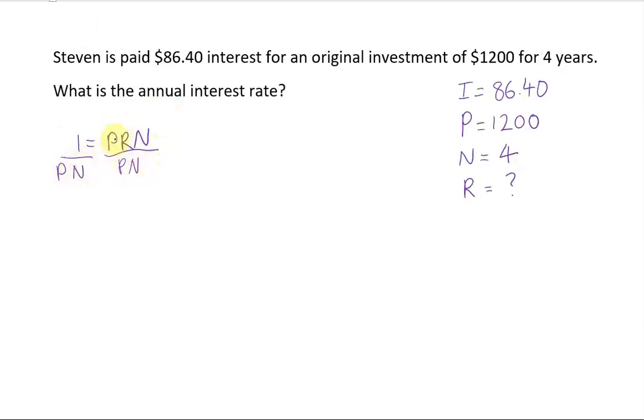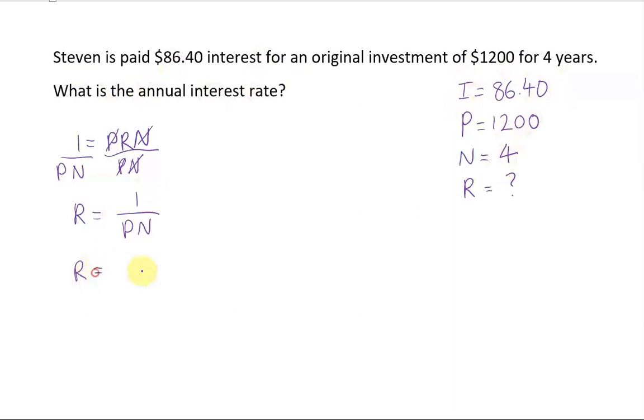On the right hand side here, the P and the P will cancel as a common factor, and N will cancel as a common factor. And we're left with our formula: rate equals interest over principal times number of investment periods. This is just a rearranged version of our simple interest formula. And it's really easy for us to substitute our values in for interest, principal, and number of investment periods to calculate the rate at which Stephen is earning interest on his investment.